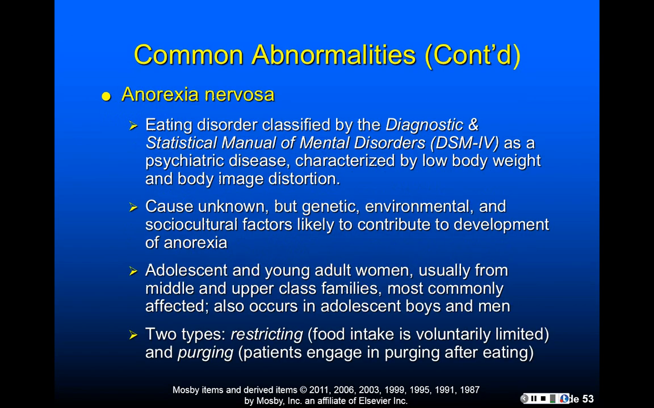Anorexia is also a psychiatric disease and is characterized by low body weight and body image distortion. Its cause is unknown, but genetic, environmental, and sociocultural factors likely contribute to its development. Female adolescents and young adult women are most commonly affected, but it does also occur in boys and men. There are two types: those that limit the intake of food and those that vomit or purge what they eat.